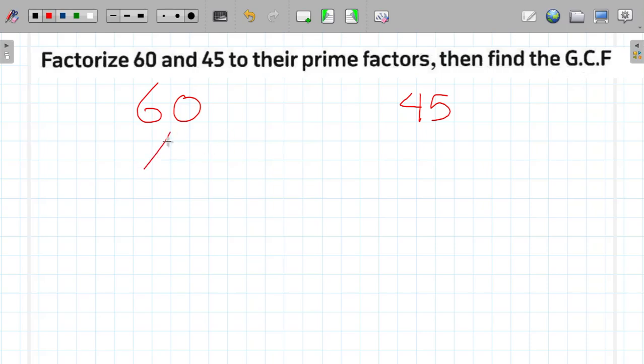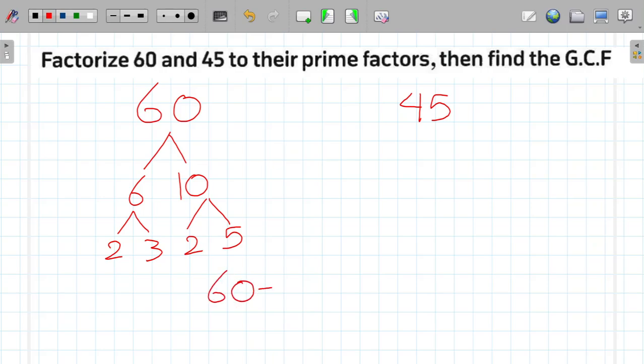So I will factorize 60 to 6 by 10, because 6 by 10 equals 60, and 6 equals 2 by 3, and 10 equals 2 by 5. So the factorization of 60 is 2 by 2 by 3 by 5.